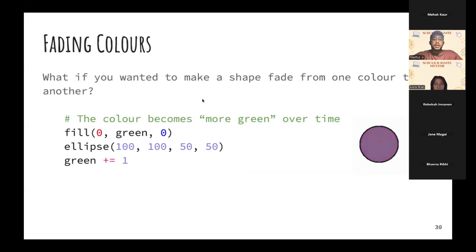So what if you wanted to make a shape fade from one color to another? What you would do is use fill and set the color to a specific value. Let's say in this case, we're trying to take it from a gray to a green. So we'd slowly increase the values of green over time.